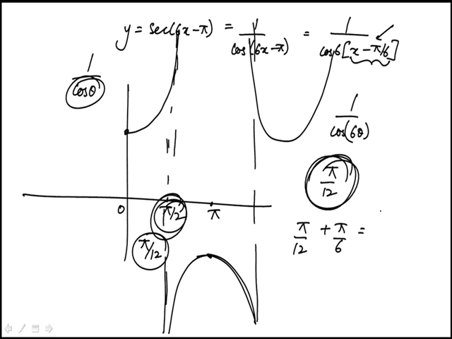And if you add this, it's going to become 3 pi over 12, or pi over 4, which is indeed one of the answer choices. So x equal to pi over 4 is one of the vertical asymptotes, and that's answer choice B.